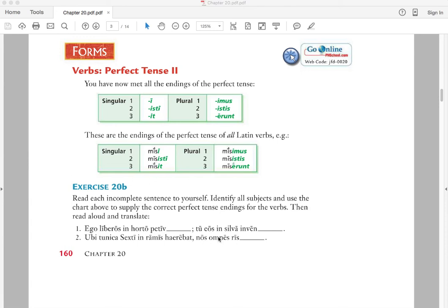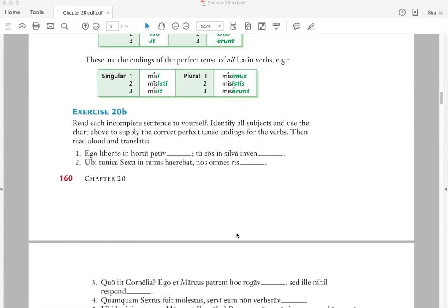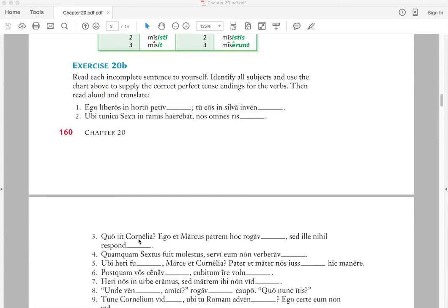What person and number is we? That is first person plural, so we're going to attach imus as the ending to this verb here. Ris is what is called the perfect stem of the verb rideo, ridere. So this is the past tense of to laugh. So nos omnes risimus. Let's shoot down to number three now. Quo iit Cornelia, ego et Marcus patrem hoc rogav-something, sed ille nihil respond-something.